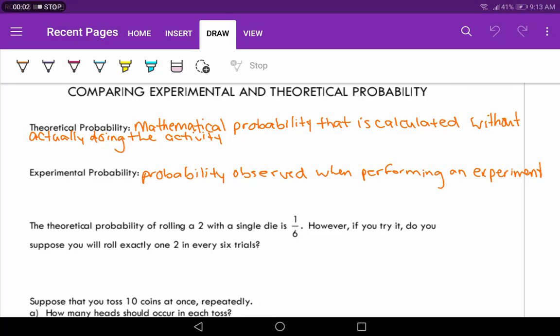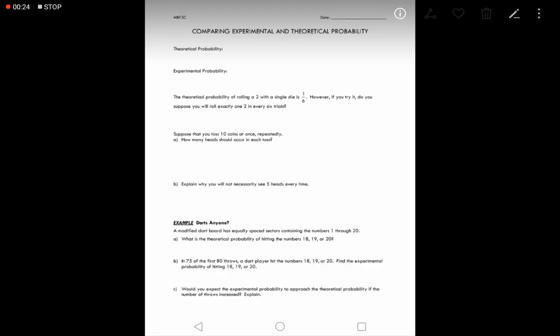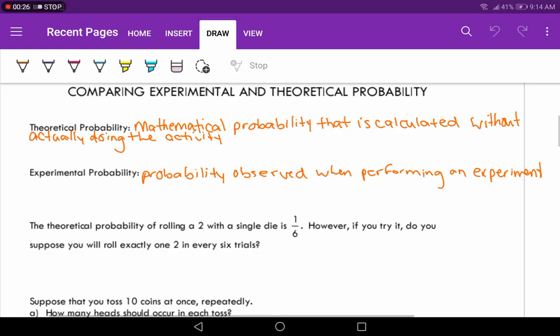This is the fourth lesson of our last unit, Unit 8, on probability. Specifically, this note will cover comparing experimental and theoretical probability. So just as a quick recap, theoretical probability is the mathematical probability that is calculated without actually doing the activity, as opposed to experimental probability, which is the probability observed when performing an experiment.